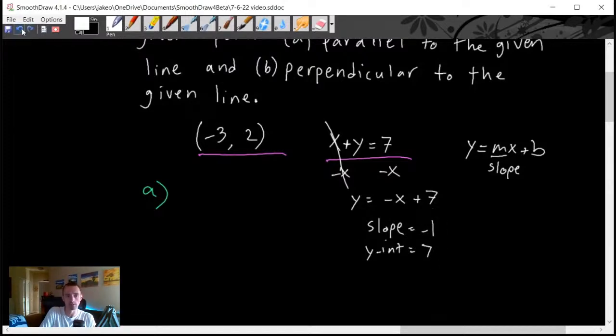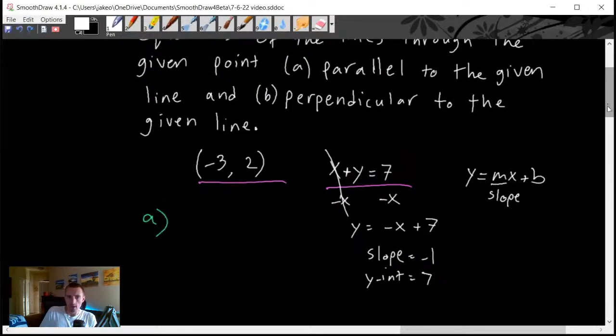This is important because the line that we're trying to come up with has to be parallel to this line. Well, what does it mean for two lines to be parallel? In order for two lines to be parallel and never intersect each other, they have to have the same slope. So we know already that the slope of our line has to be -1. So that's super helpful. Now we know we have to come up with a line equation which is parallel, or has a slope of -1, and goes through the point -3, 2.